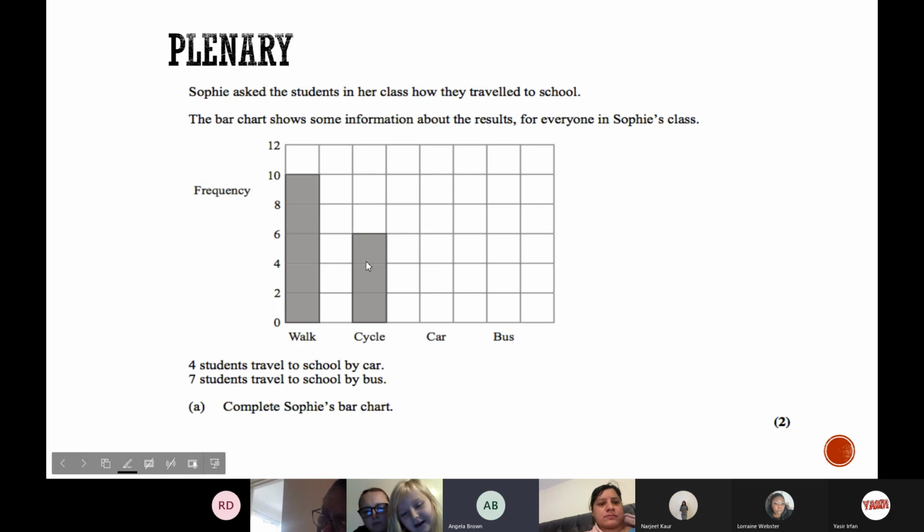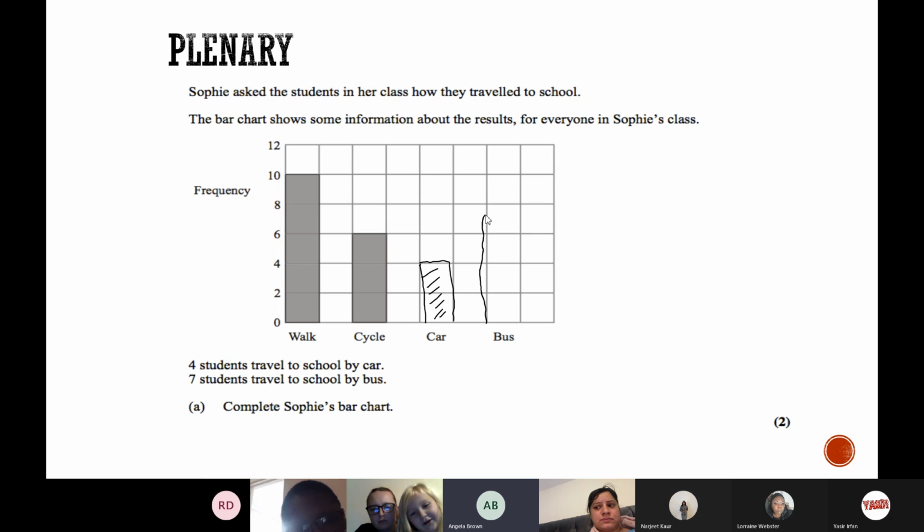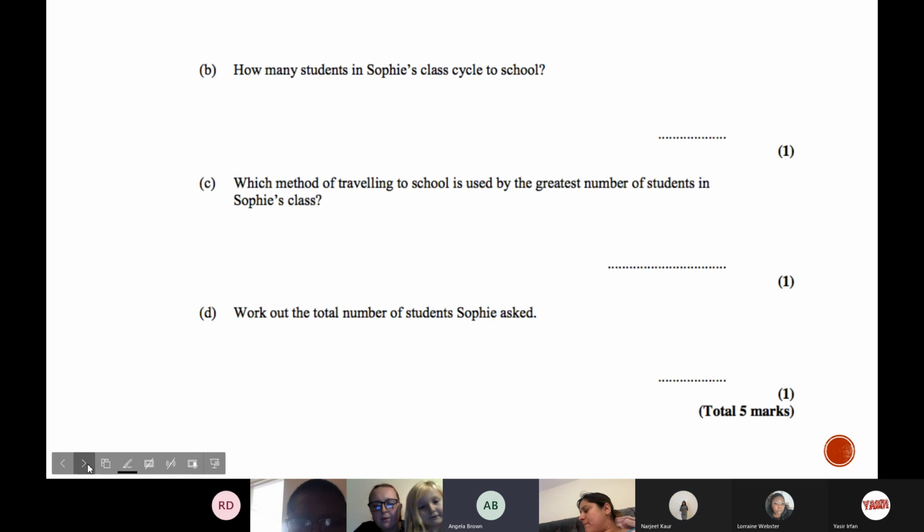So we should have got 4 for the car, and we should have got 7 for the bus. Now I'm doing this freehand. Normally you'd have your pencil and your ruler and you would draw this neatly. So we should have something like that. If you've got something like that, give yourself 2 marks. So hopefully on the exam paper, your data handling questions should be straightforward.